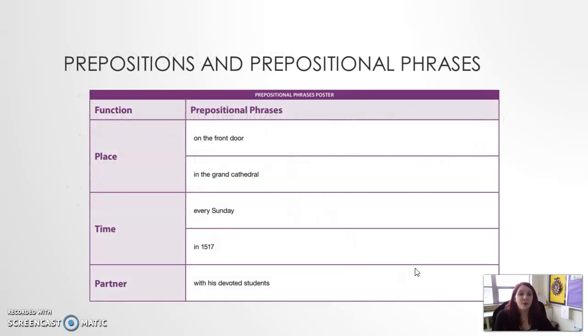Now we're going to be talking about prepositional phrases. A prepositional phrase is used to show a place, a time, and with whom, or the partner. Some examples of those prepositional phrases are on the front door, in the Grand Cathedral. These are examples of showing a place. Then there's the time: every Sunday, in 1517. That's explaining when something is happening. And then the partner is with whom.